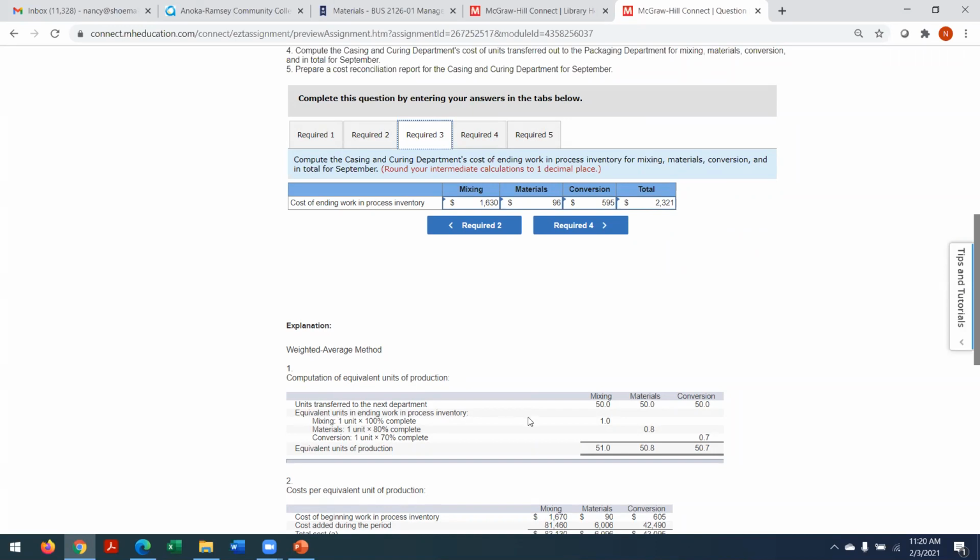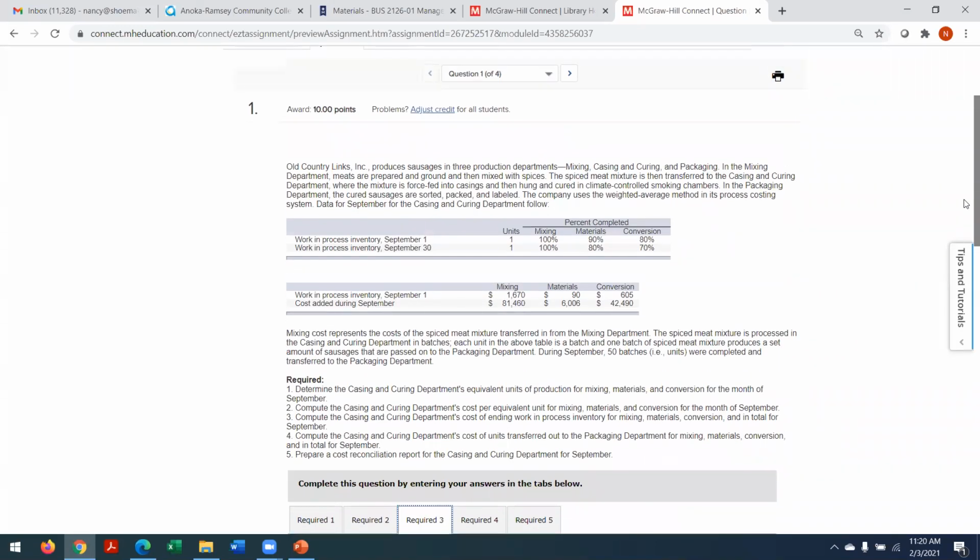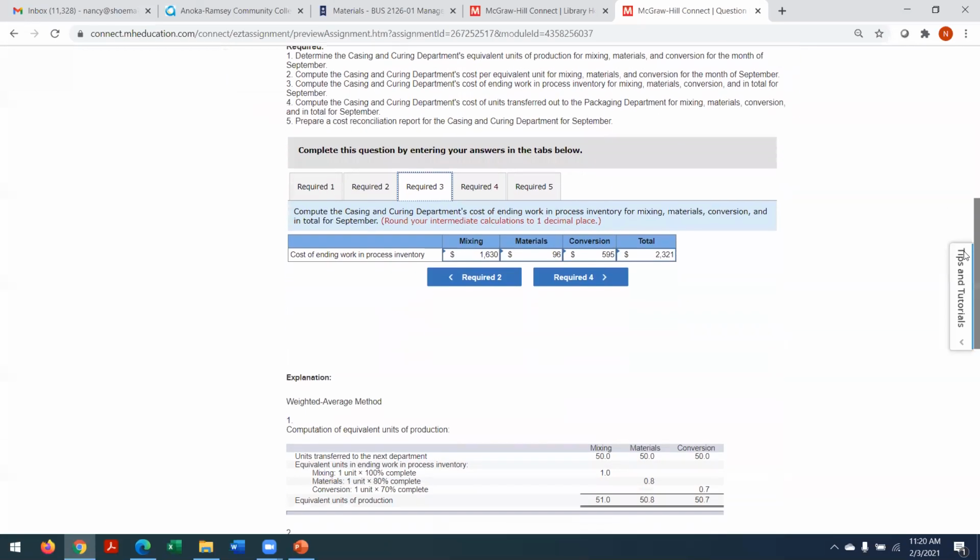Again, remember, here's how we computed our equivalent units of ending inventory. 1 unit was in ending inventory, with mixing at 100% complete, materials at 80% complete, and conversion at 70% complete, which is how we're getting those figures.